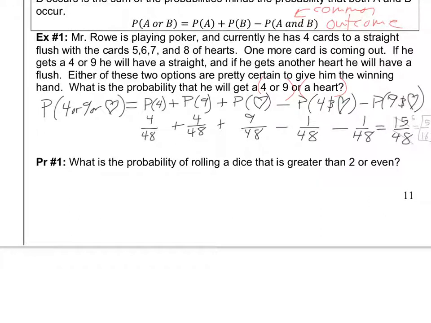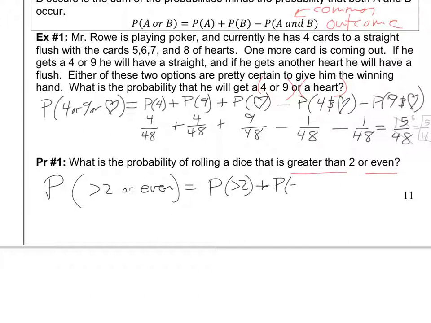What's the probability of rolling a dice that is greater than 2 or even? Greater than 2 or even. So we got 2 situations here. We got greater than 2 and we got even. So the probability that the dice is greater than 2 or even, well, that's going to be the probability that it's greater than 2 plus the probability that it's even, and then minus the probability that it is greater than 2 and even.